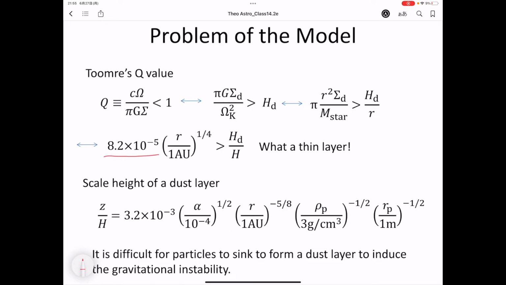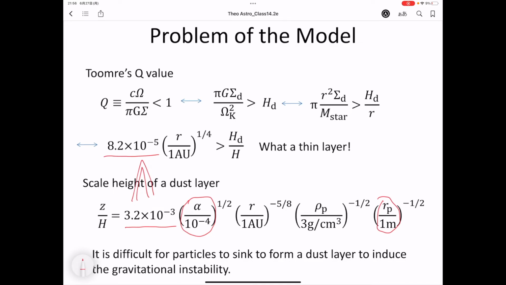Then we can estimate the scale height of the dust layer if we consider a weak alpha of 10 to the minus 4, and the size of the solid particles is 1 meter. Even in that case, the scale height becomes 3.2 times 10 to the minus 3. This is much larger than the required scale height. It's quite difficult for particles to sink to form a dust-rich layer to induce the gravitational instabilities, because the conditions for gravitational instability require very thin dust layers.